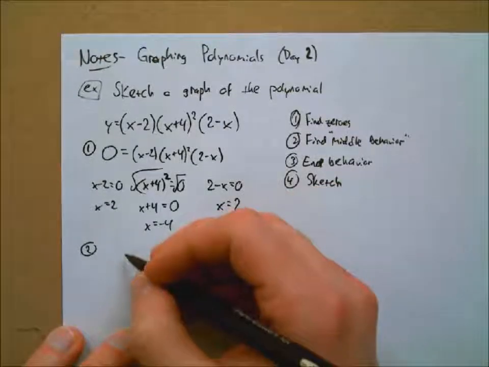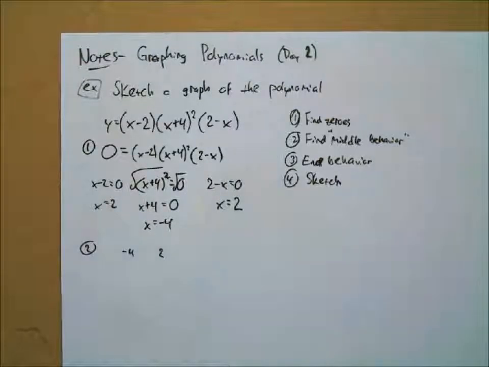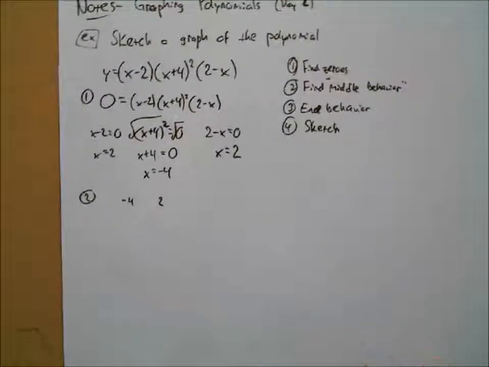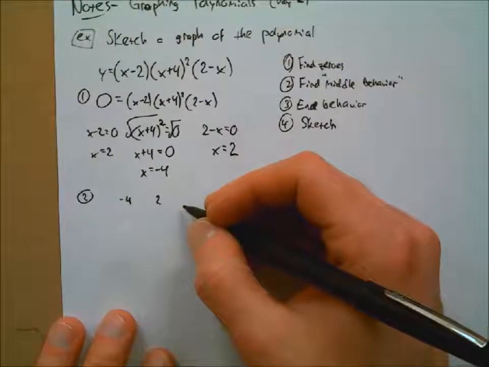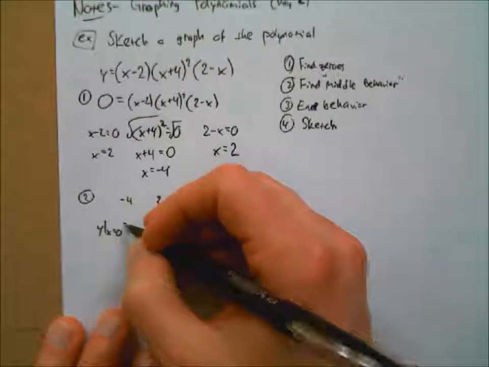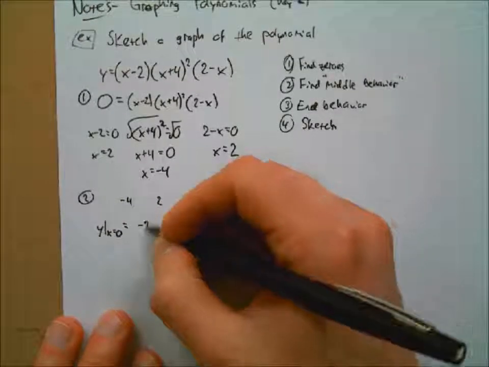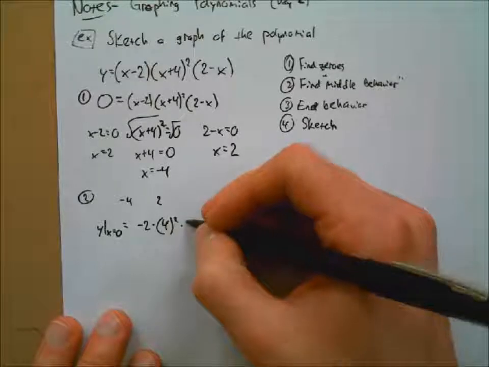I like to put these in order, so negative 4 and 2 are my 2 zeros. And so I'm going to pick a number between negative 4 and 2. What might be a good idea there? 0, sure. Negative 1, if you want to pick something exactly in the middle between the two. So let's try 0. 0 is pretty easy to do. Let's evaluate y at x equals 0. So it's going to be negative 2 times 4 squared times 2.